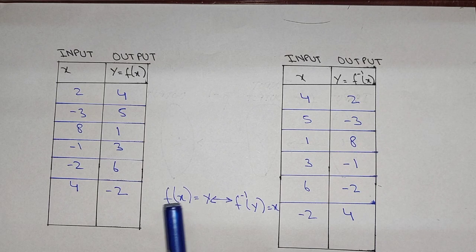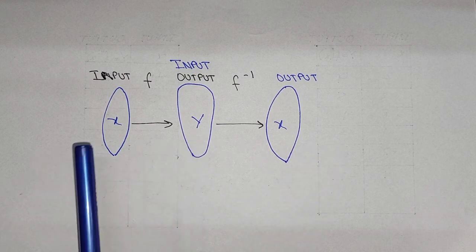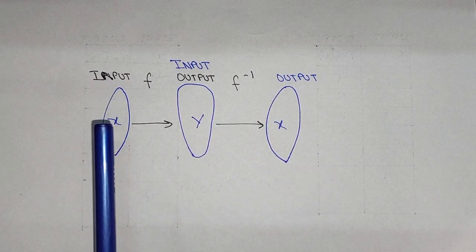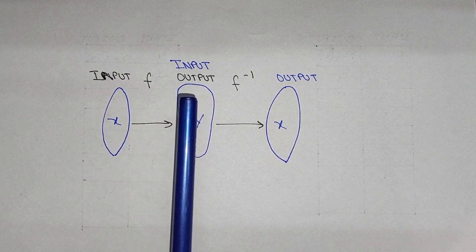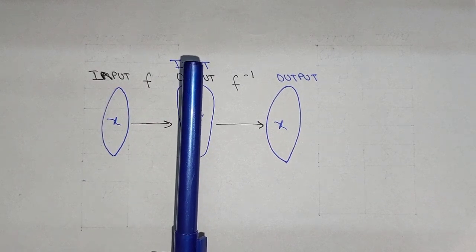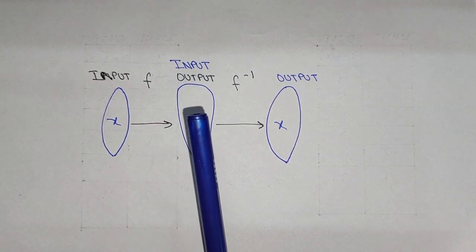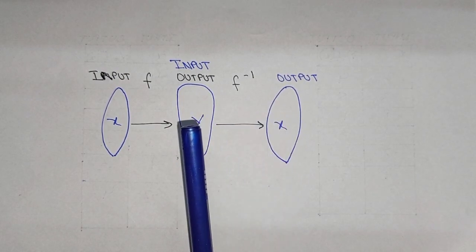And here we can write the equation f of x equals y if and only if f inverse of y equals x. So this figure is representing the inverse of a function. It means the input is the x in the original function and the output in the original function is y, and the output of the original function will be the input of the inverse function. In the same way, the input of the inverse function will be the output of the original function.